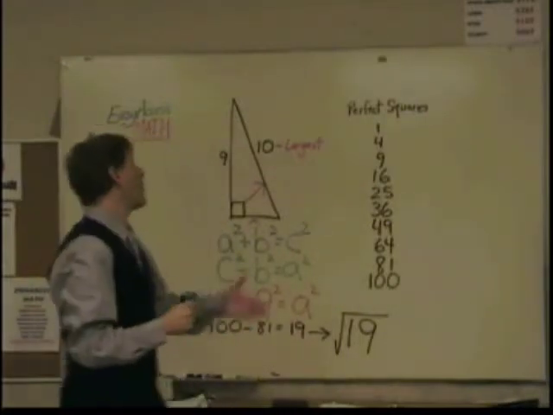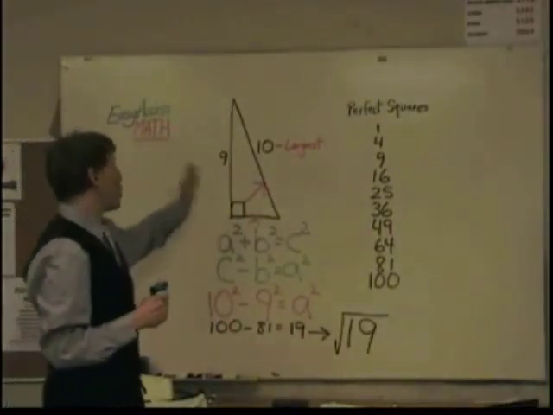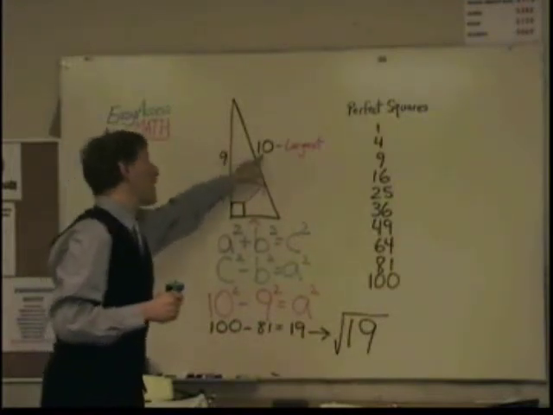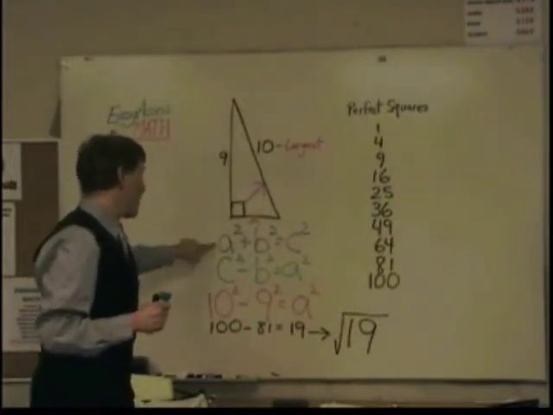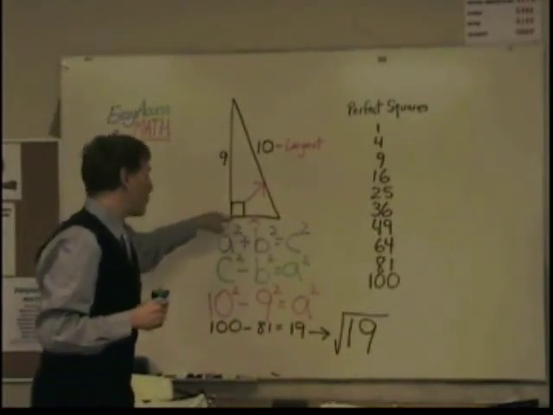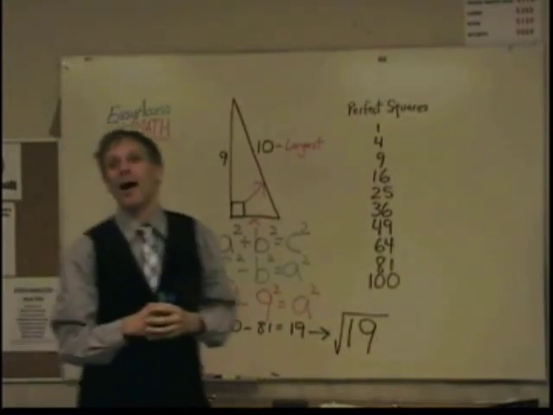And that's how you do hypotenuse. Keep in mind that you'll be looking either for a leg or the hypotenuse. If you're looking for the hypotenuse, you do adding: a squared plus b squared equals c squared. If you're looking for a missing leg, it's subtracting. That's how we do hypotenuse.